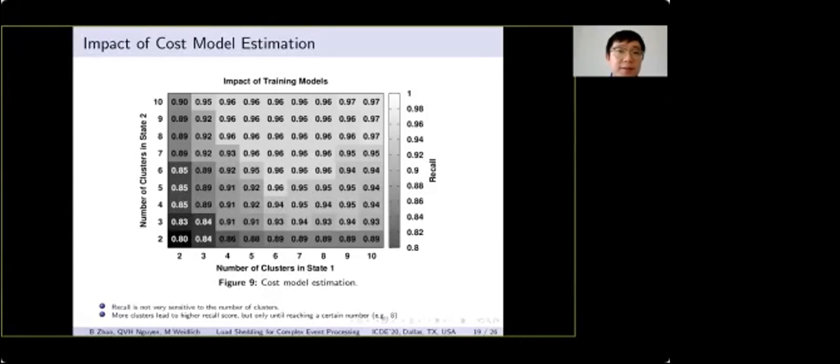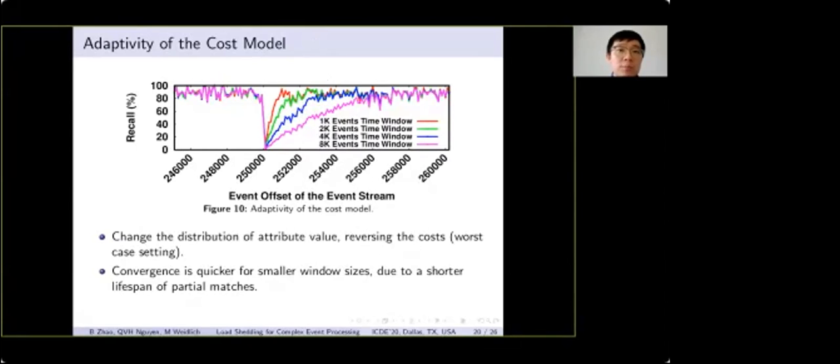We also tested the adaptivity of the cost model. We consider the worst case testing. We change the distribution of attribute values upside down, which means we reverse the cost of partial matches. The quality of query results suddenly drops to 0 and gradually converges to the normal level. We can observe this V shape in the plots.